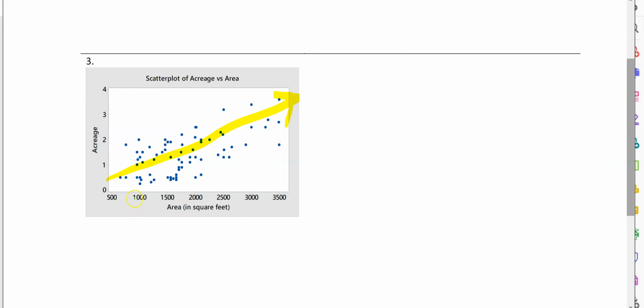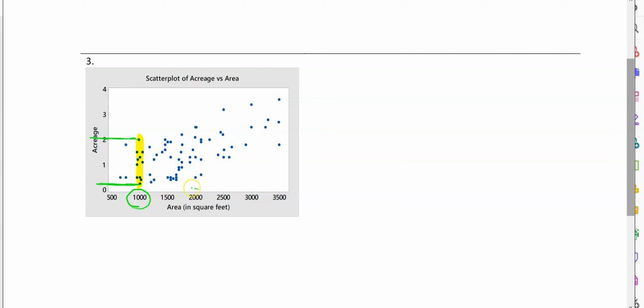Okay, so for example, let's say a home is 1,000 square feet. All of these dots represent homes that are close to 1,000 square feet. And I can see that those homes are a little bit more than 0 acres, all the way up to 2 acres. Okay, so it's a big range. It's a huge range of acreage for those homes.